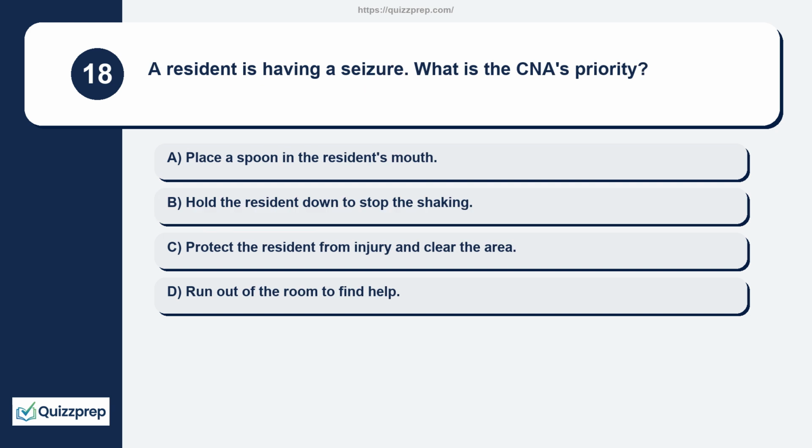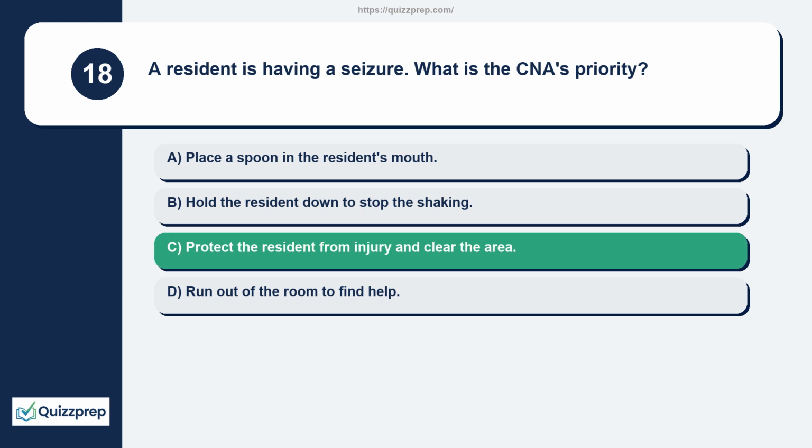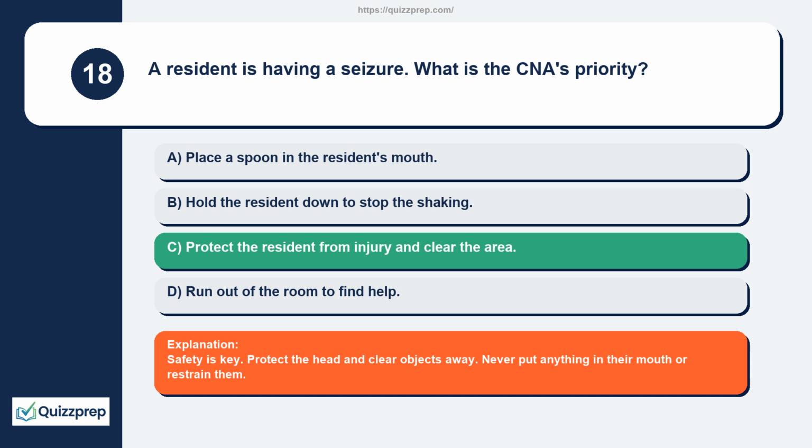Question 18. A resident is having a seizure. What is the CNA's priority? Place a spoon in the resident's mouth. Hold the resident down to stop the shaking. Protect the resident from injury and clear the area. Run out of the room to find help. Safety is key. Protect the head and clear objects away. Never put anything in their mouth or restrain them.